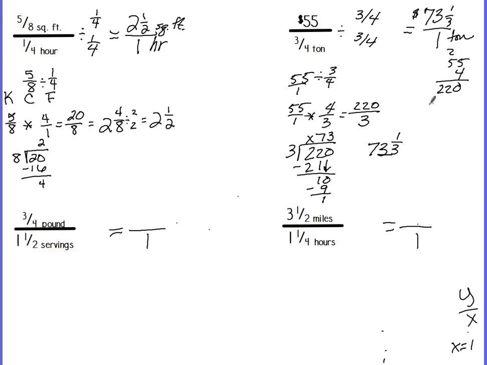Now technically I should write that a little nicer, and I should change that fraction to a decimal, which I know is 33 hundredths repeating. So it's $73.33 per 1 ton.